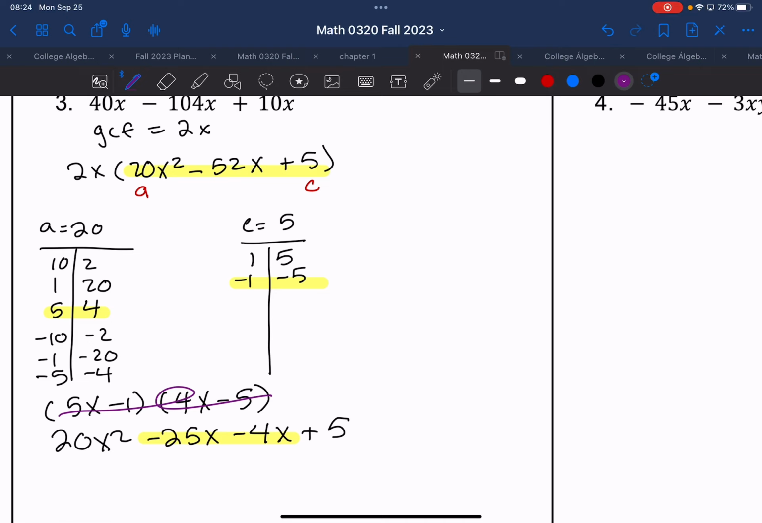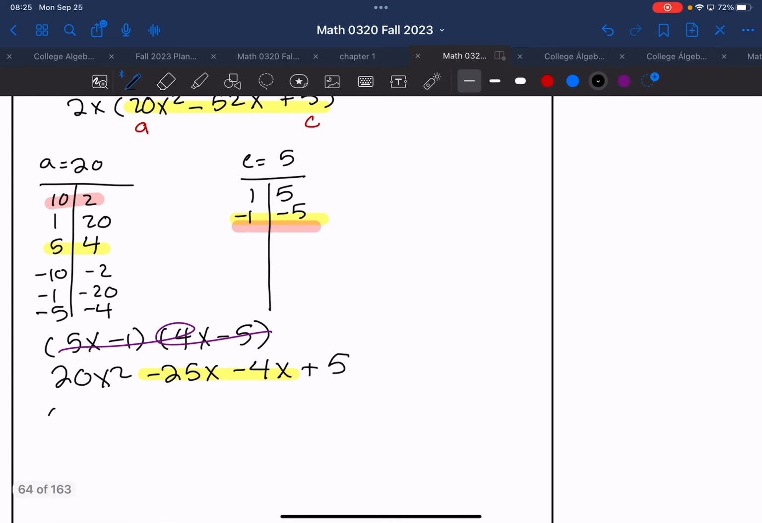So instead of trying 5 and 4, what other A value can we try for the factors? Yeah, remember there's no correct answer. Let's try 10 and 2, and we'll stick with the negative 1 and negative 5. Okay, so now we have 10x minus 1 and 2x minus 5. So the only thing we changed here was instead of plugging in the 5 and the 4 for our A values, we're plugging in a 10 and a 2. So let's see after we FOIL it what we get.